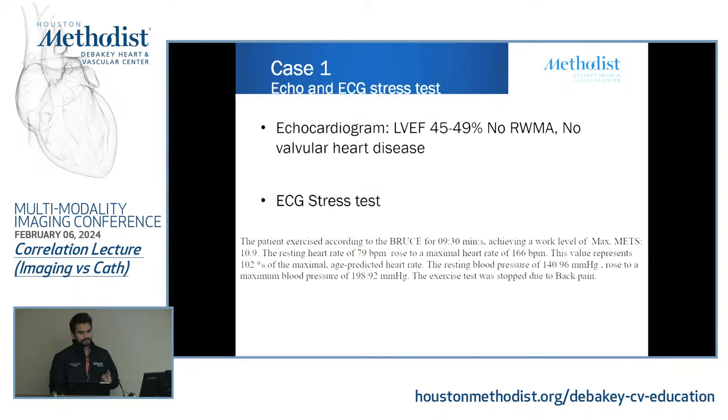The echocardiogram comes back with an EF of 45-49, global, with no regional wall motion abnormality and no valvular heart disease. He undergoes the ECG stress test and runs for about 9.5 minutes. He doesn't come off for chest pain; he actually comes off for back pain. His heart rate goes up to 102% of predicted, and his blood pressure also goes up nicely. Nothing abnormal from that standpoint.